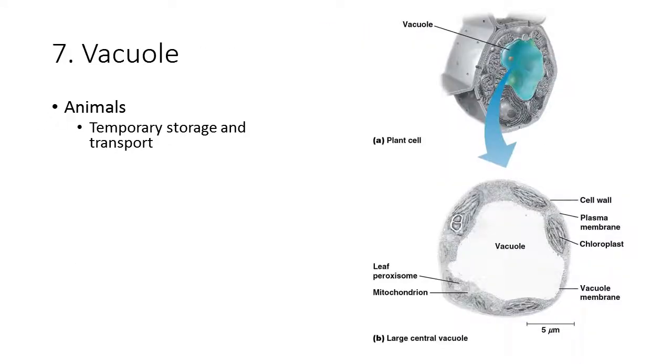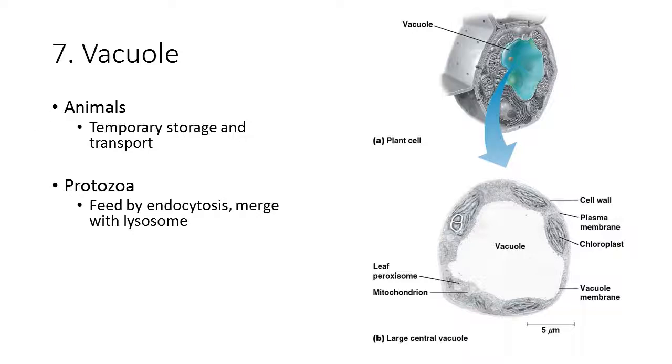Number 7, vacuoles. So again, we're back to our plants. These are not found in animal cells, at least not the big ones. We do have small ones in animal cells, and those are mostly temporary storage and transport. They're not playing a huge role in our animal cells like they are in our plant cells.